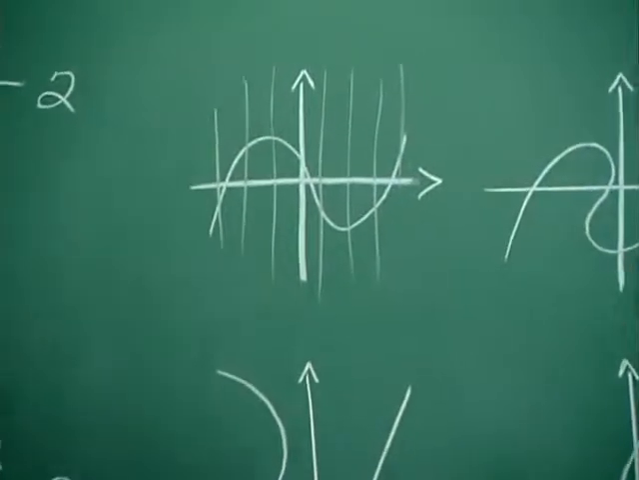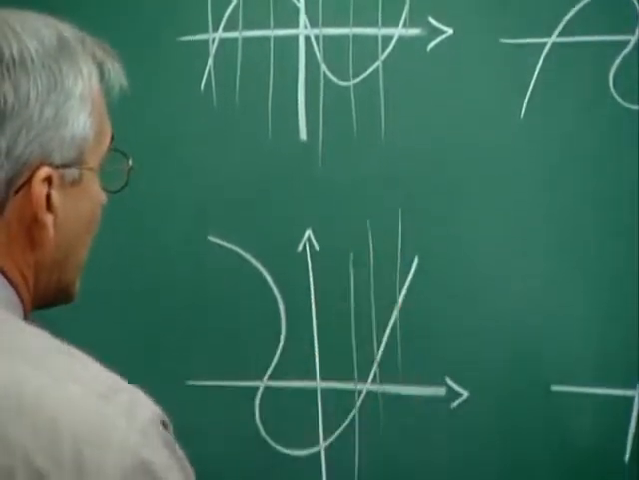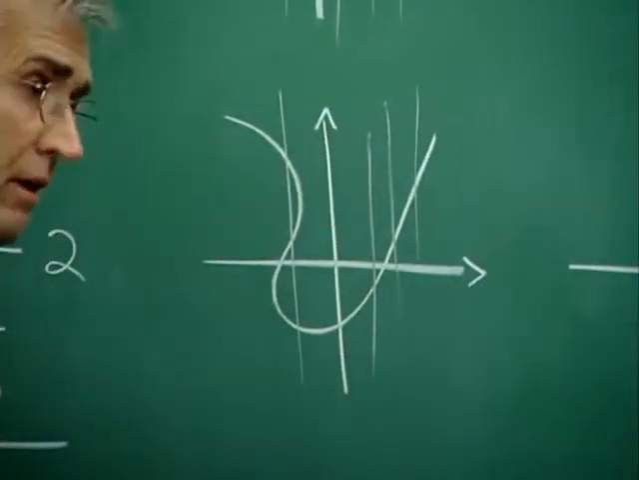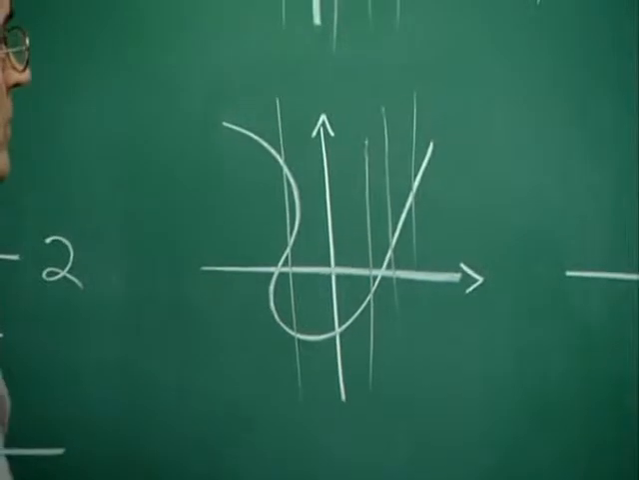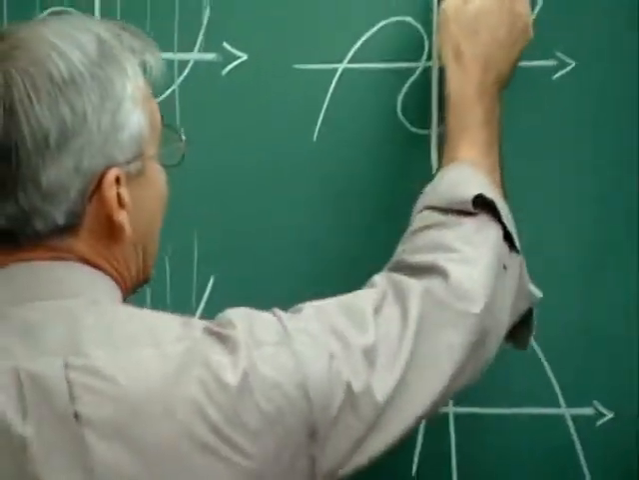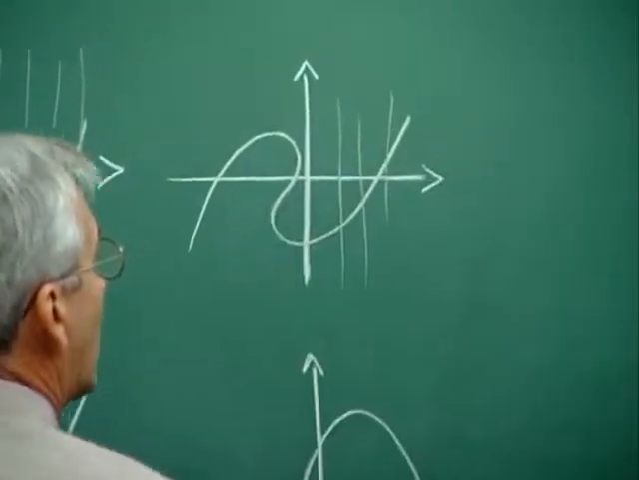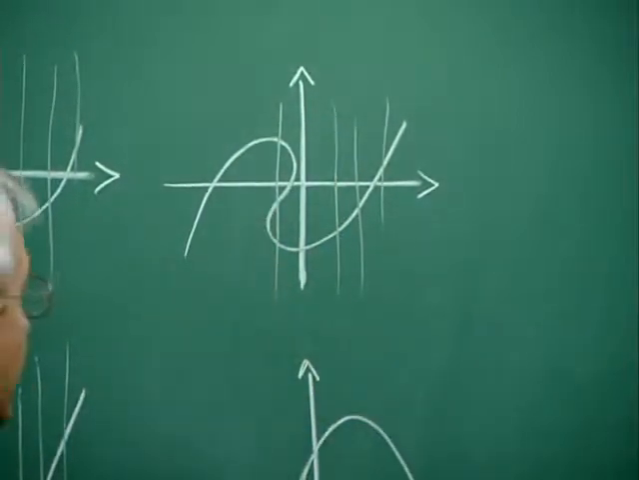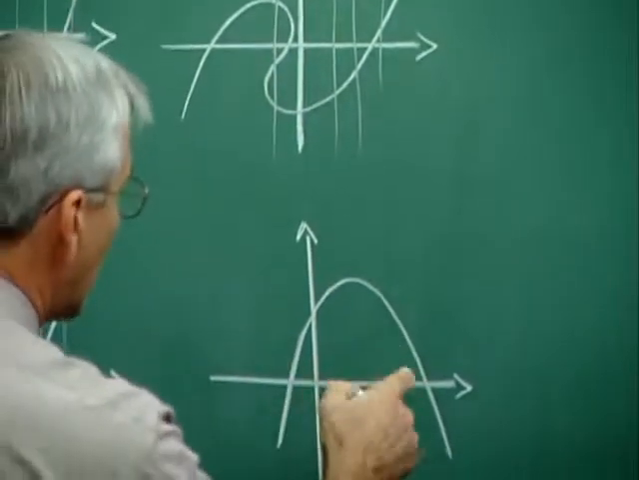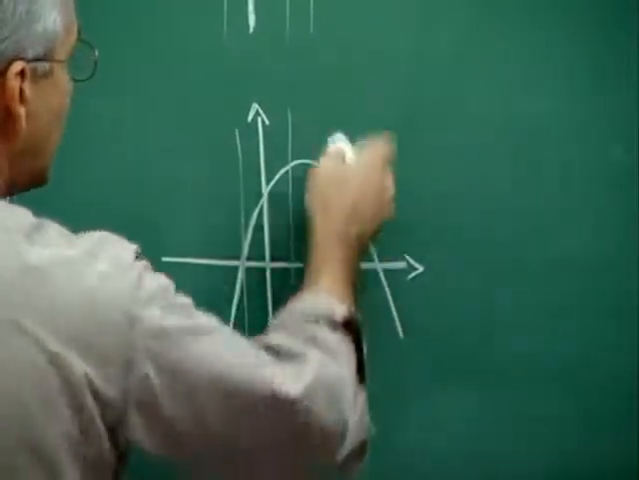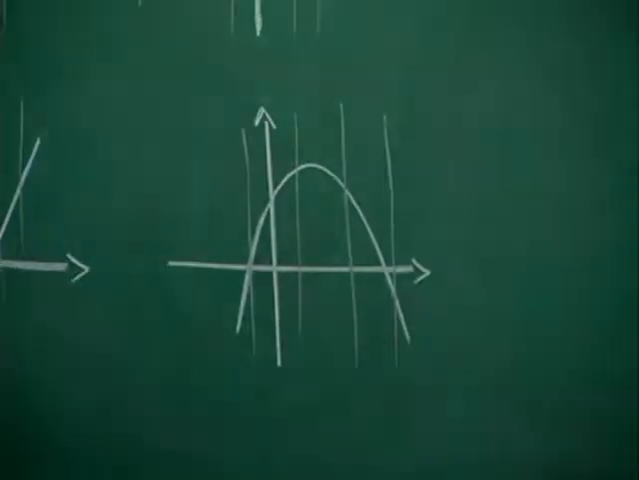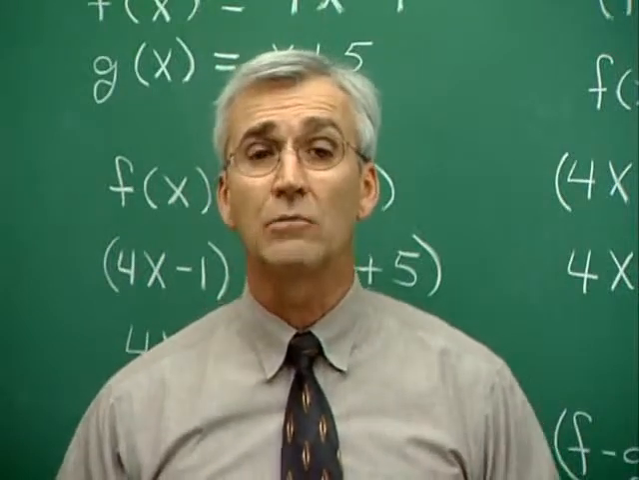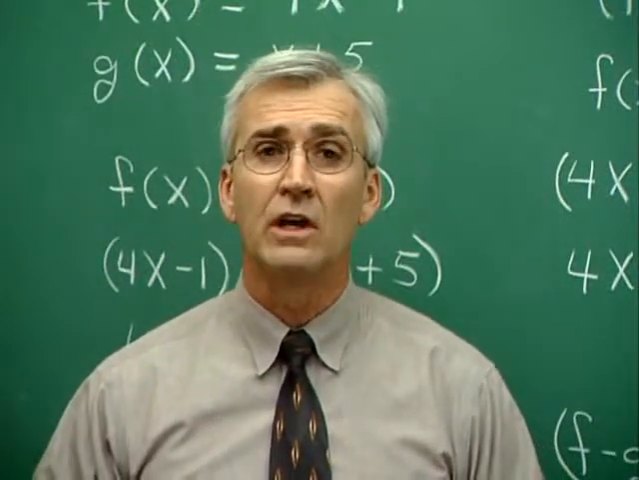Now, what about this one? Well, it passes the vertical line test over here in this part of the domain, but it fails the vertical line test here. And therefore, this is not the graph of a function. Here also is a situation where we pass the vertical line test in one part of the domain, but we fail the vertical line test here. And so this is not the graph of a function. Now, here we have a curvy graph, but it passes the vertical line test, and therefore this is the graph of a function.